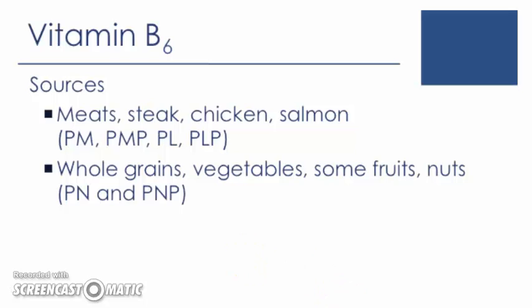Here we see the various food sources of vitamin B6, so we can obtain vitamin B6 from various animal products and also plant-based products, so grains, vegetables, some fruit, and nuts. We can see that the animal products will contain pyridoxamine, pyridoxamine phosphate, pyridoxal and pyridoxal phosphate, and then the plant-based forms will contain the pyridoxine and then the pyridoxine phosphate.